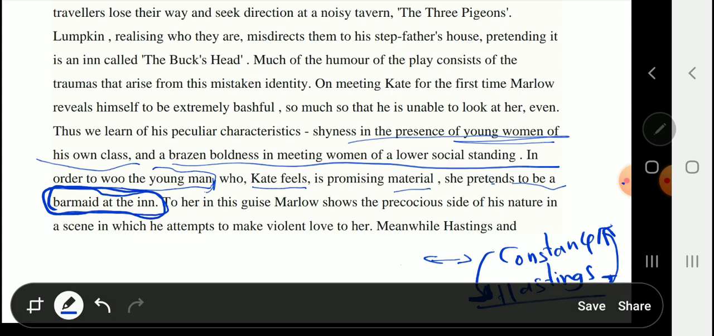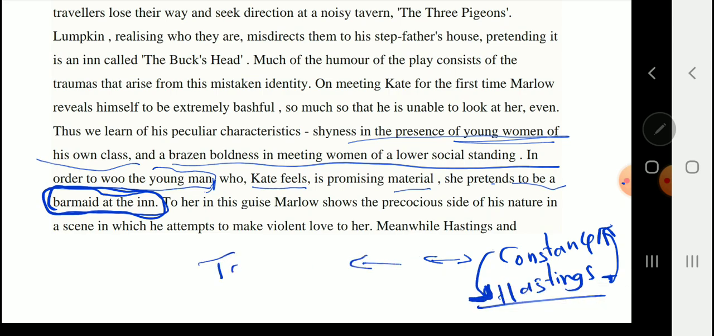On the other hand, we have Tony, and we have Mrs. Hardcastle.